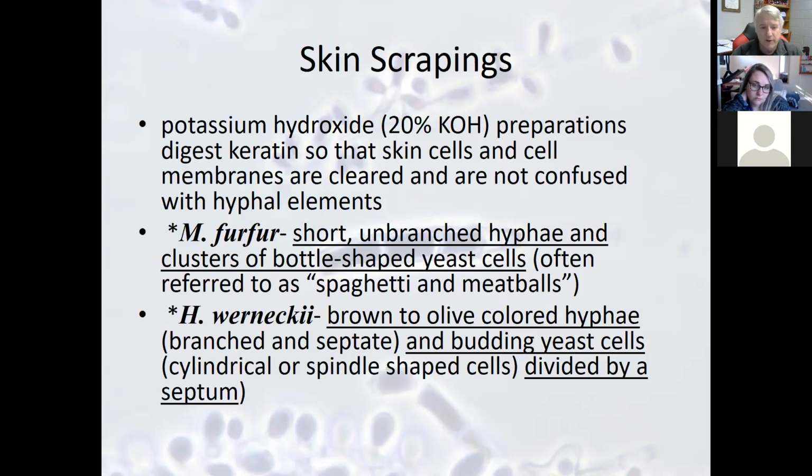Here we got furfur and werneckii, and we've already said the first two, but who wants to say the M and the H so we can all be on the same page? So we're not changing here. We're just talking about the two we've already talked about. I only see Heather in the picture. Heather, you want to try these two? You want me to pronounce them? Yes. What is the M and the H that we've already seen? Well, one's furfur and one's werneckii. Are you asking me the initials? Yeah.